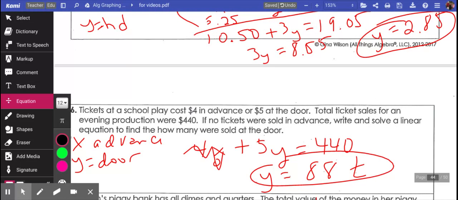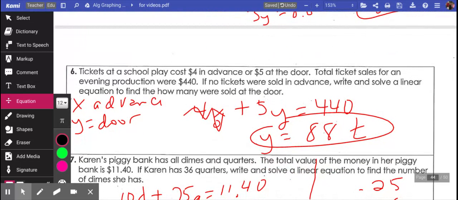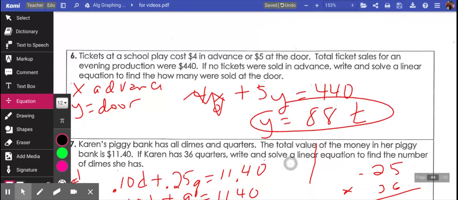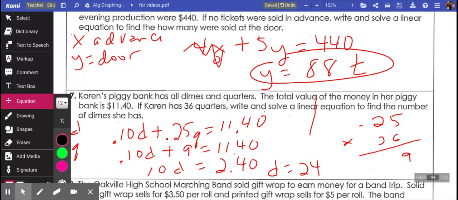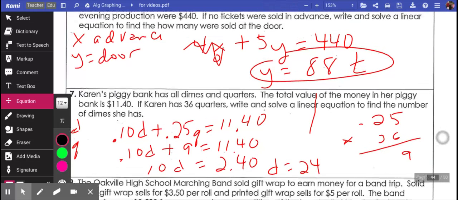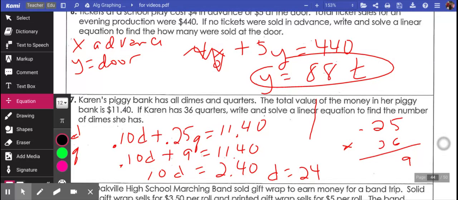Okay, so for number 7, we have dimes and quarters. This is always tricky with money. You have to multiply by the value of the money. So we did 10 cents and 25 cents. So you can see there what you got. So it should be 24 dimes.